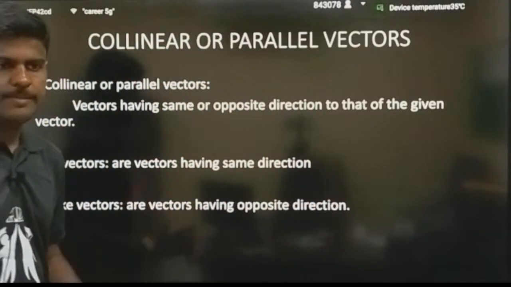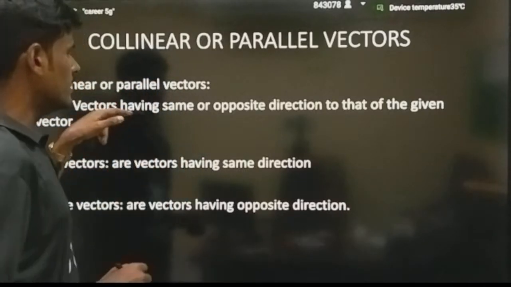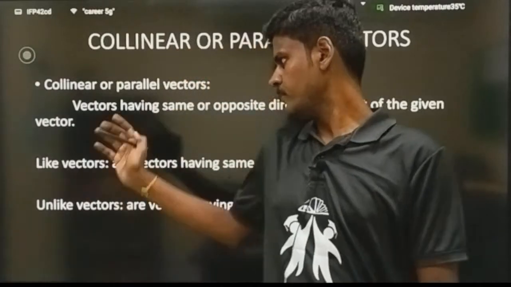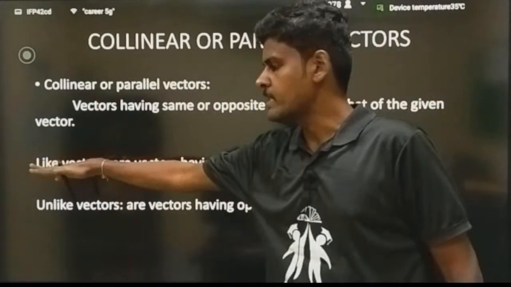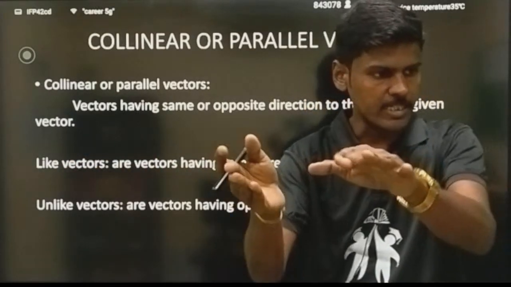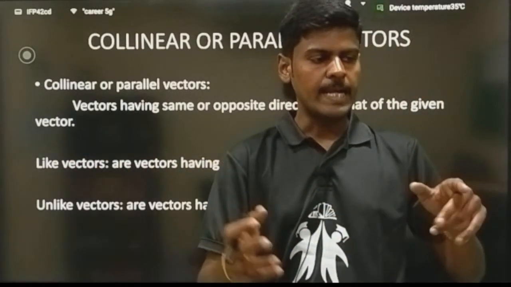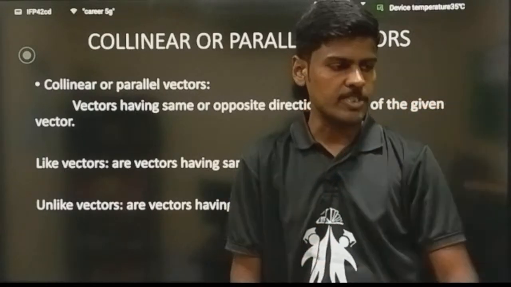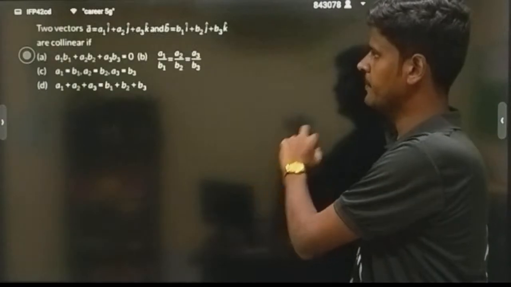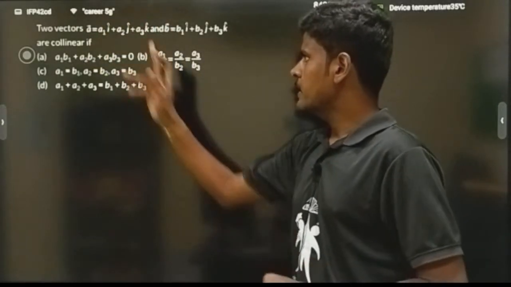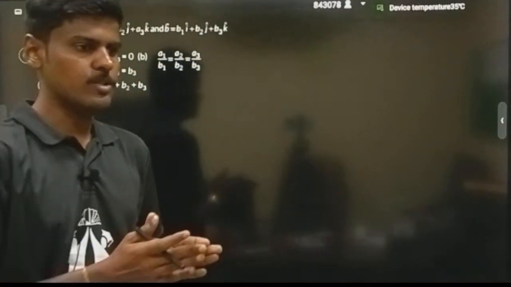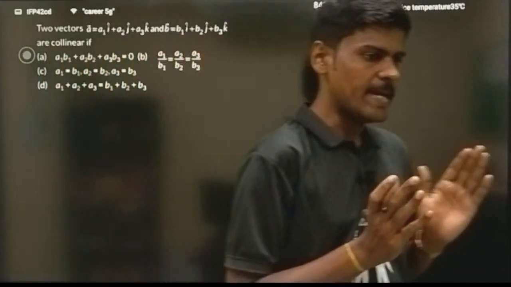Parallel vector is nothing but collinear vector, right? So what is a parallel vector? Vectors with the same or opposite direction to the given vector. In that, there are two types. One is like vector and the other is unlike vector. Like vector means vectors with the same direction. Both the vectors have the same direction. Unlike vector means both these vectors have opposite direction. Right, that is it. Two vectors, A vector and B vector, are collinear if... Okay. When we can say two vectors are collinear, that means it is a parallel vector.